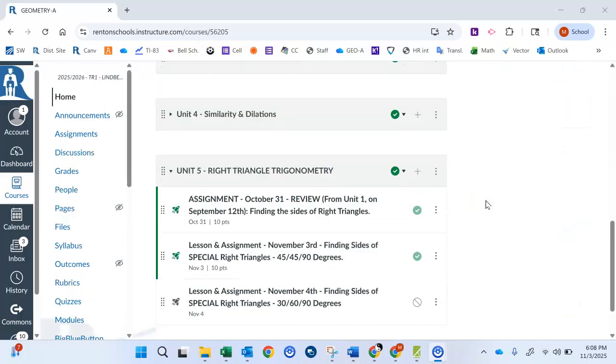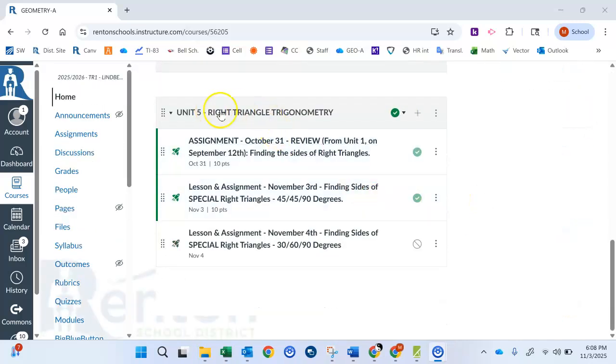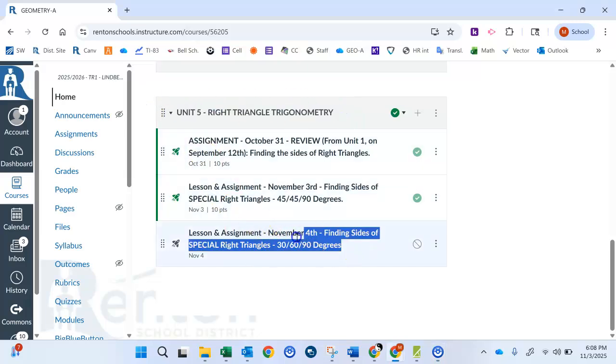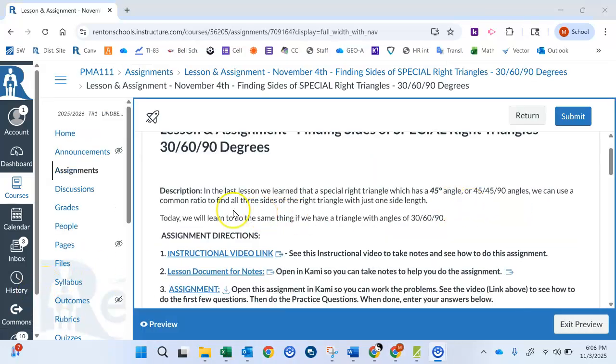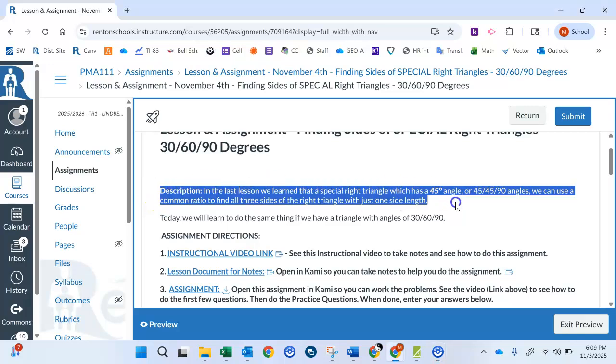Hello, today we will be working on right triangle trigonometry again. The third lesson right here. We're going to be working with this particular one right here: finding sides of special right triangles, 30, 60, 90 degrees. Please click on that and open that. The first thing I want you to do is make sure you understand this right here. Please read that, make sure you translate it.